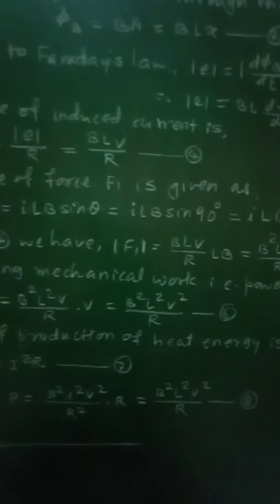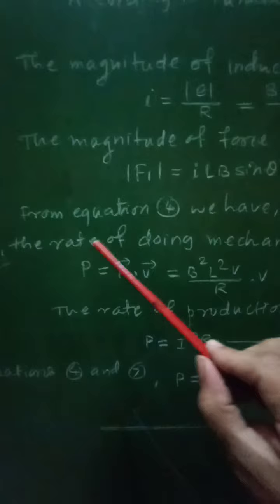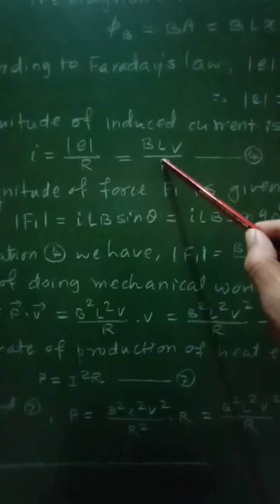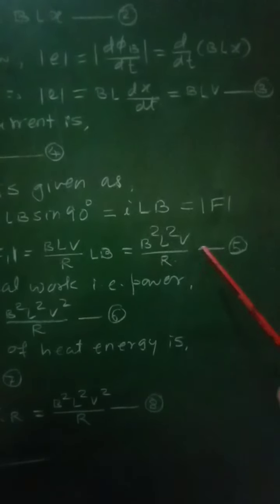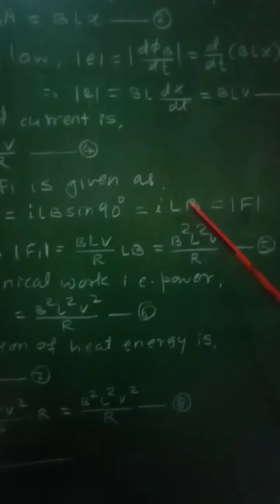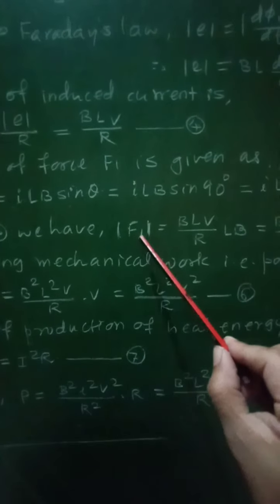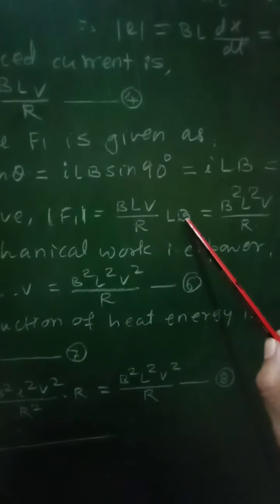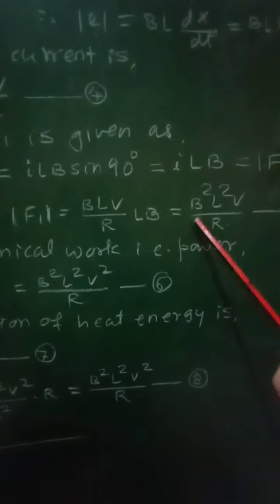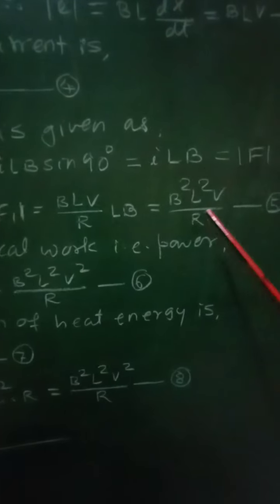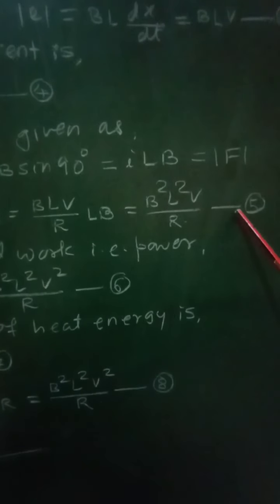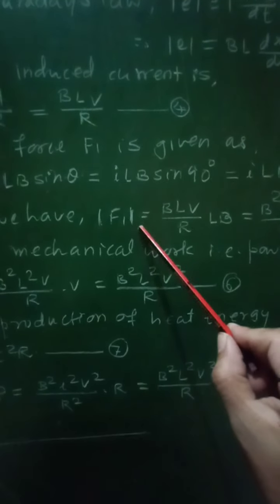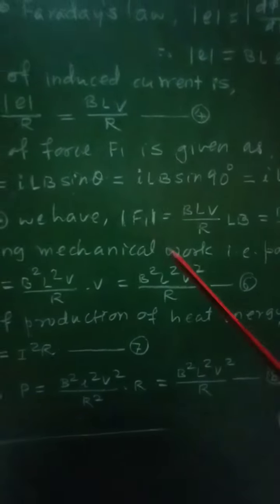And therefore now from equation 4, if we put the value of I in this relation, that is of ILB, then we can write the magnitude of force F1 as B L v upon R into LB, and therefore it will be written as B square L square v upon R, as equation number 5. So this will be the magnitude of force F1, or the magnitude of force F, which is the externally applied force.